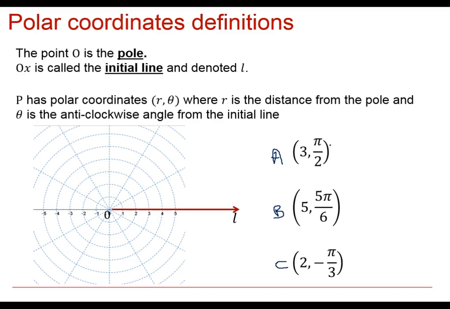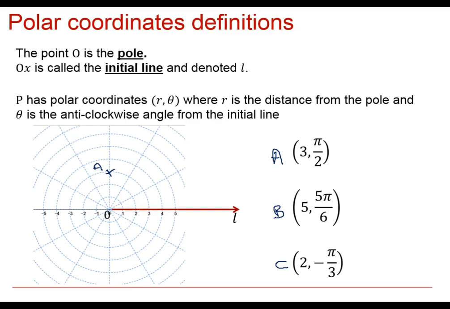So for this first one, we can see the angle is pi by 2, which is the same as 90 degrees. It's really useful to know your conversions between radians and degrees when you're doing these. So we know that it's somewhere along this line, and it needs to be a distance of 3 because r is 3, so 1, 2, 3. So that's where point A is.